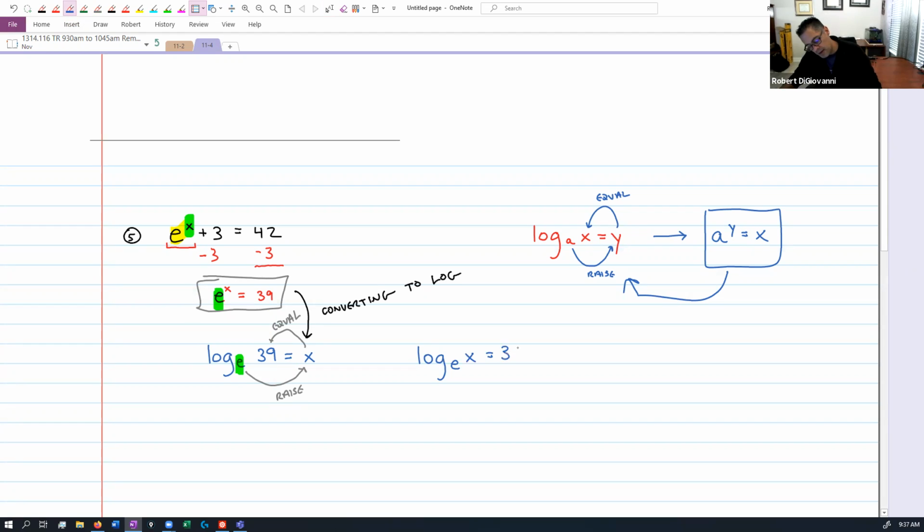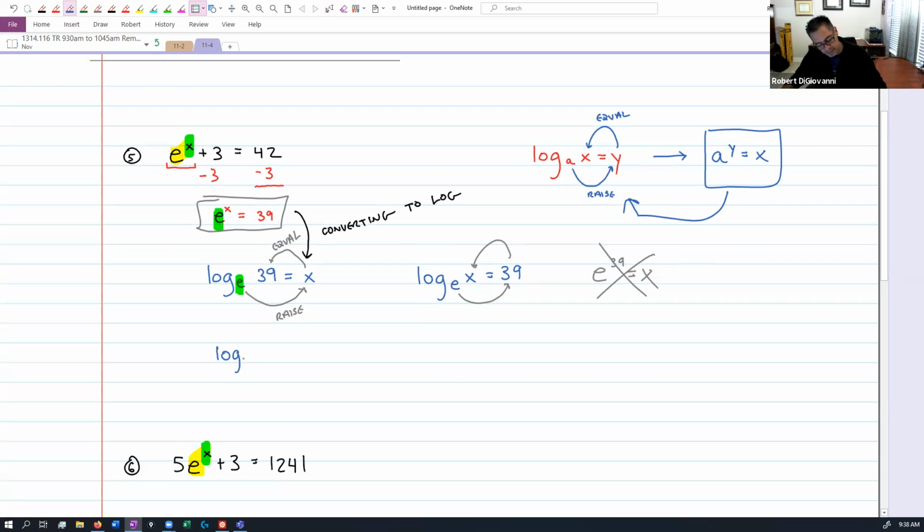What if you wrote this down? This would not be correct, because here, if you do the loop, it's E raised to the 39 equals X. And that's not what we had to start, right? So it's not this. Does that make sense? You're trying to convert it from one version to another version, but you have to make sure you convert it correctly.